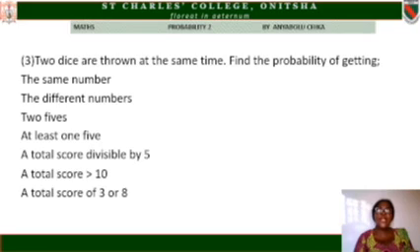E, a total score divisible by 5. F, a total score greater than 10. And G, a total score of 3 or 8.